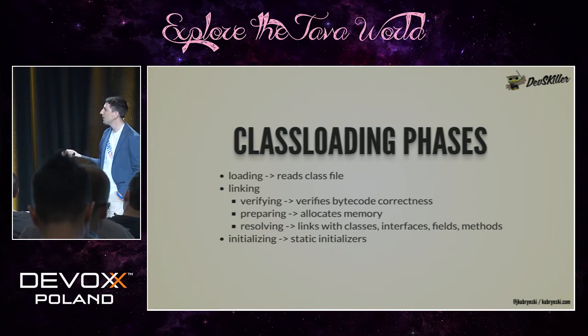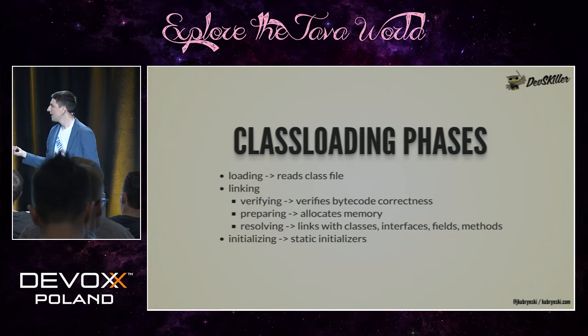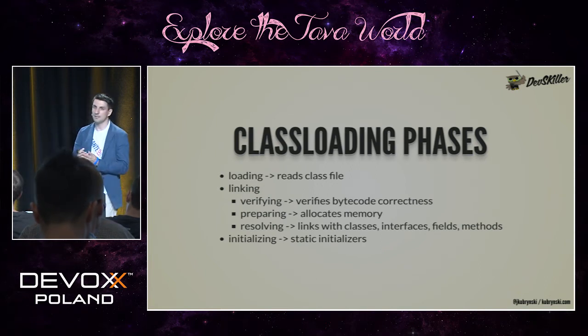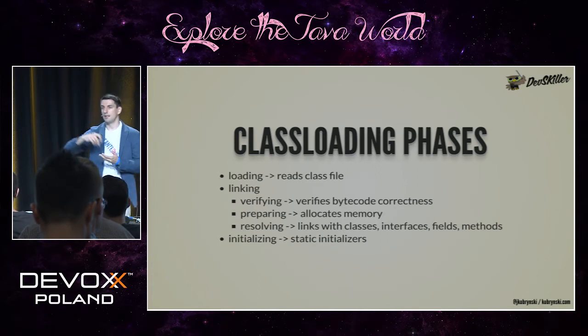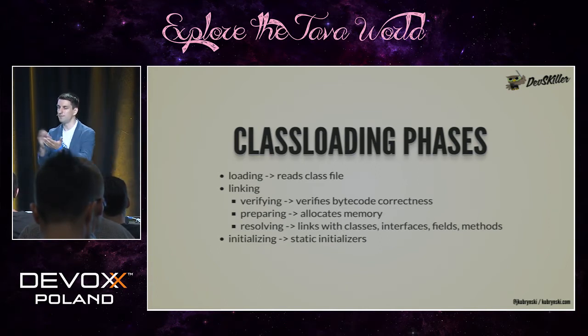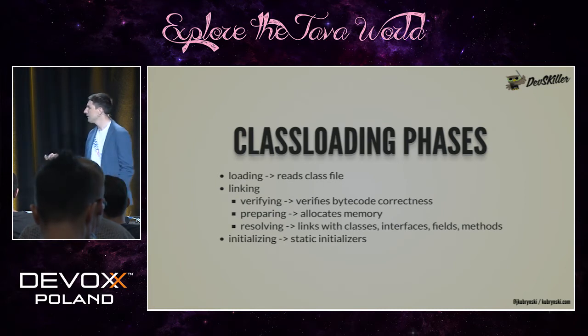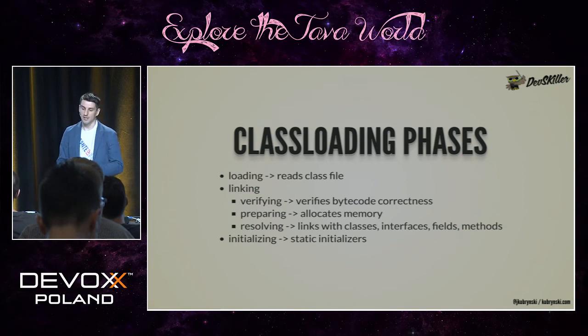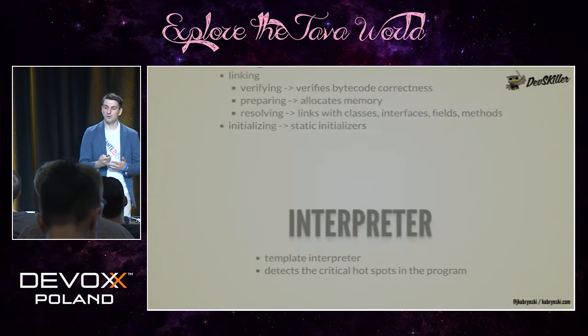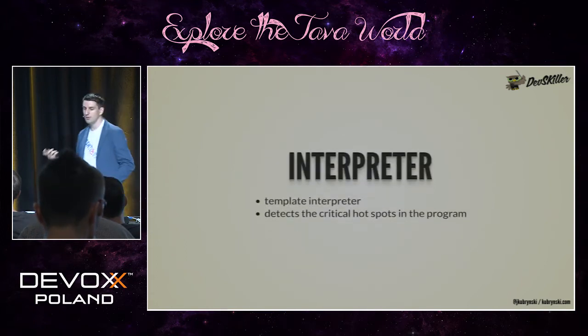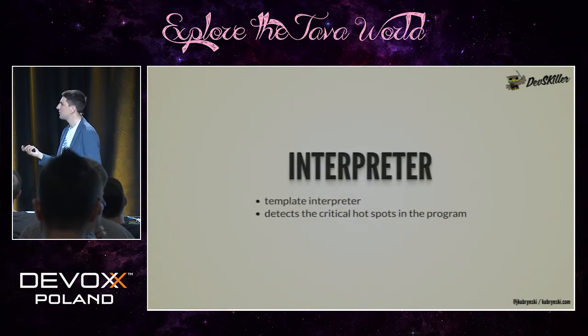Then we need to prepare the space for the class, so allocate the memory, and we need to resolve all dependencies. So if you have your class, which is called Product, and Product has a link to User, has a field of the User type, we need to load the User using the resolving phase, and then we also need to initialize the class.